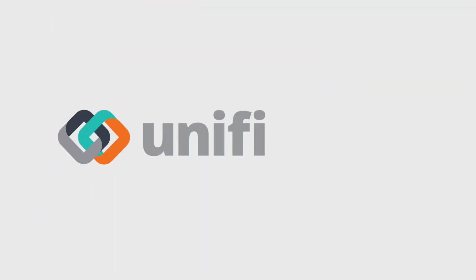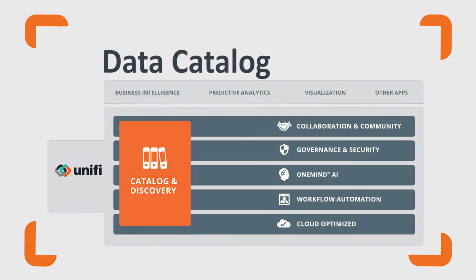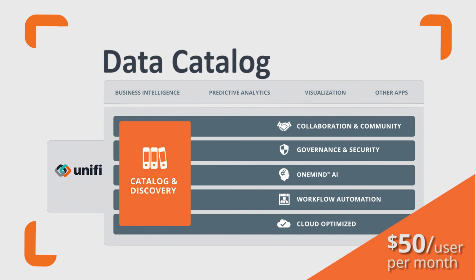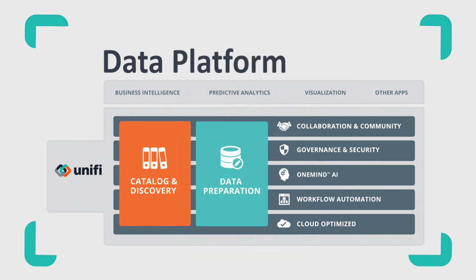Well, my time here is just about up, so let's recap what we've covered. The Unifi Data Catalog provides a comprehensive search tool for all your corporate data and adds value to every Tableau server environment for just $50 per user per month, while the Unifi Data Platform adds a seamlessly integrated suite of prep tools to help you get the results you need faster.